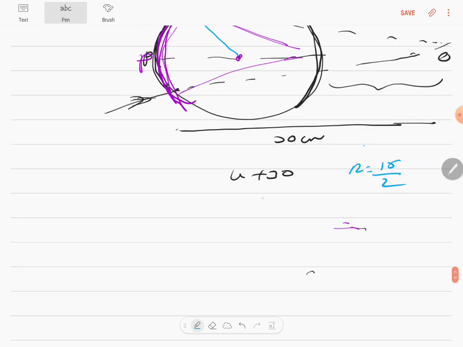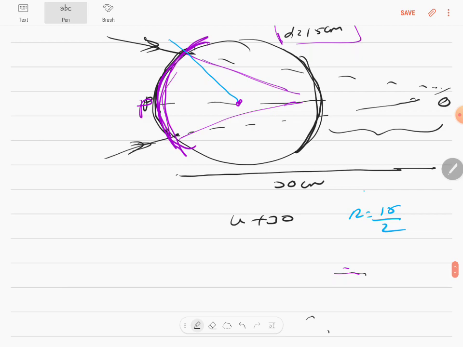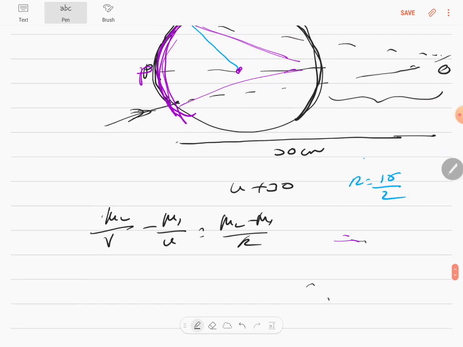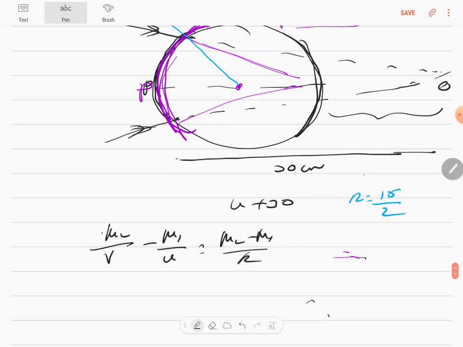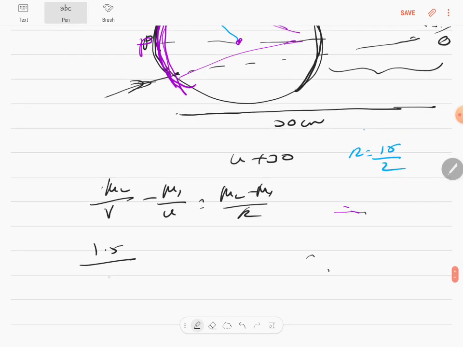I know the object distance is 30. This is like a light ray entering from rarer into the denser convex spherical refracting surface, which was the first case. Which was mu2 by v minus mu1 by u is equal to mu2 minus mu1 by r. So you know mu2 is the glass, which is 1.5 by v. You don't know what v is.